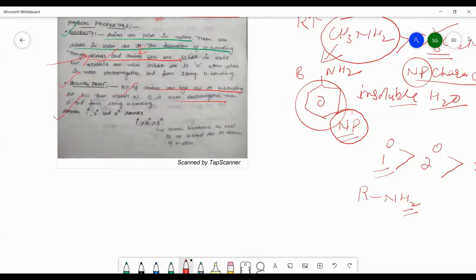Now we will discuss which of the primary, secondary and tertiary amines has the high boiling point. It is obvious that primary amines make the stronger hydrogen bonding because there is no steric hindrance. In tertiary amines there are 3 R groups, in secondary amines there are 2 R groups, and in primary there is 1 R group, and more R groups make the hydrogen bonding less because of steric hindrance and the absence of hydrogen bonding.